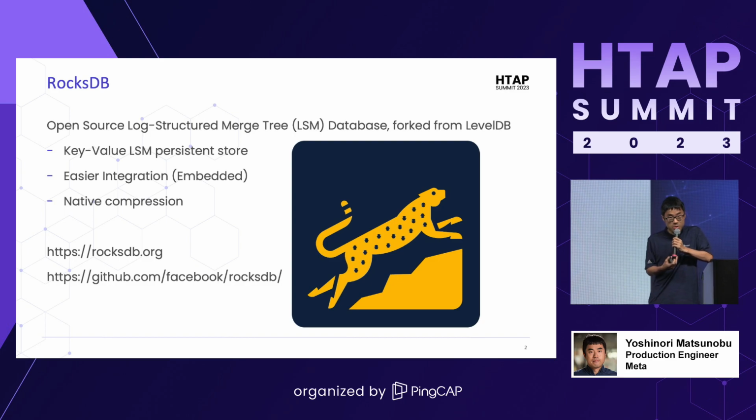It's a key-value LSM persistent store, and it supports a bunch of compression libraries like Zstandard, LZ4, or Snappy. We also added several backend features like background flush and compaction, which are pretty important for a database. And it's open source, so you can download it from GitHub and contribute to the RocksDB ecosystem.